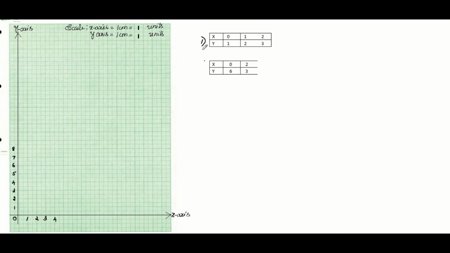In the first set of points, for x-axis 0, y-axis is 1. Okay, next for x-axis 1, y-axis is 2. For x-axis 2, y-axis is 3. Okay, so this is the first set of points. Okay, next for 0 it is 6 and for 2 it is 3. So this is 2 comma 3.